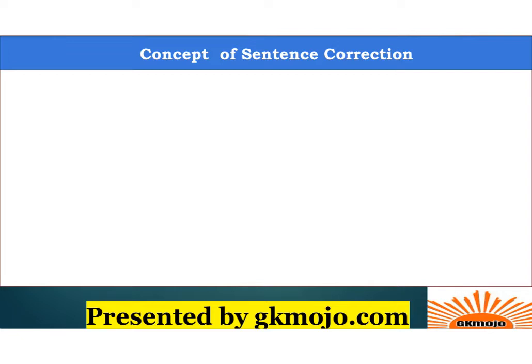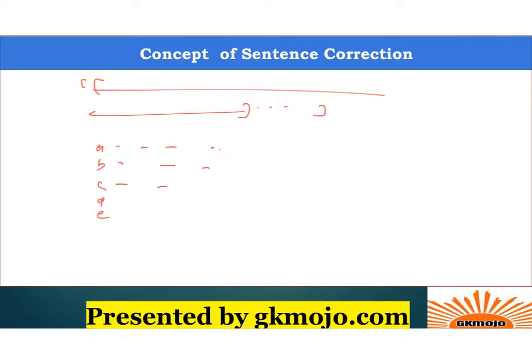The first and foremost thing I want you to understand is what this sentence correction question is about. They'll give you a sentence and underline some part of it. If that part is wrong, you replace it with the correct option given. Four to five options will be given, and you'll have to decide which is the most optimal, grammatically and contextually correct statement to replace that underlined part with.